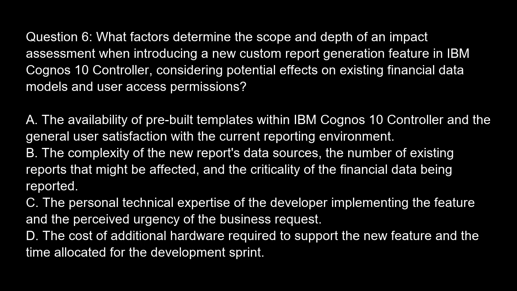Option C. The personal technical expertise of the developer implementing the feature and the perceived urgency of the business request. Option D. The cost of additional hardware required to support the new feature and the time allocated for the development sprint.